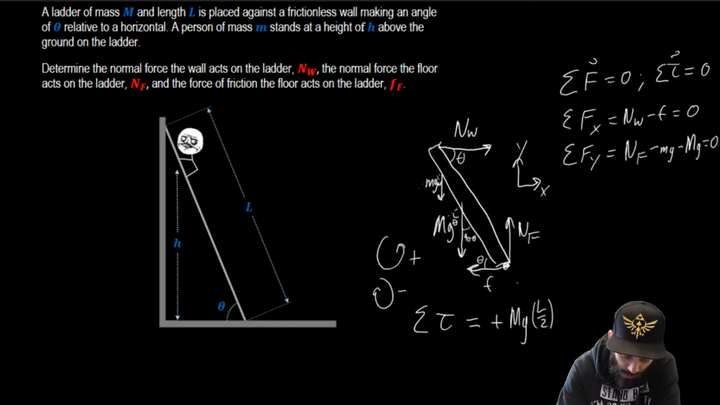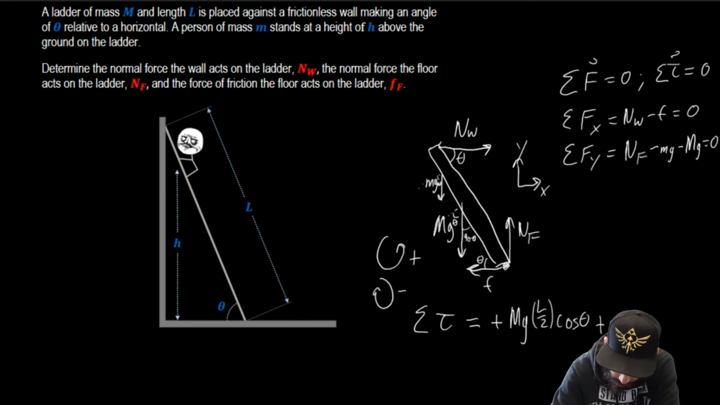And then we need the component that's perpendicular to this R right here. R, by definition, points from the point of rotation to where the force acts. The force that's perpendicular is actually the cosine of theta. Okay.